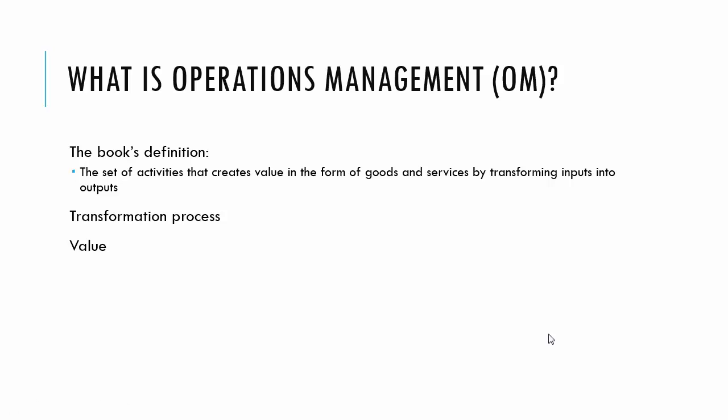What is operations management? The book's definition of OM is the set of activities that creates value in the form of goods and services by transforming inputs into outputs. In short, what that means is that we are interested in the transformation process. We'll be studying how to make the transformation of inputs, for example, raw materials, into outputs, for example, a product our organization sells, and we'll be looking at how to make that transformation more efficient and effective. We simply want to make that transformation process better.